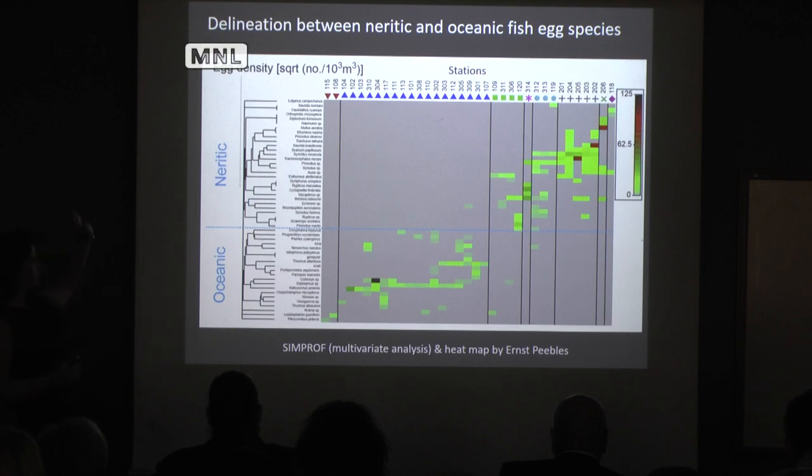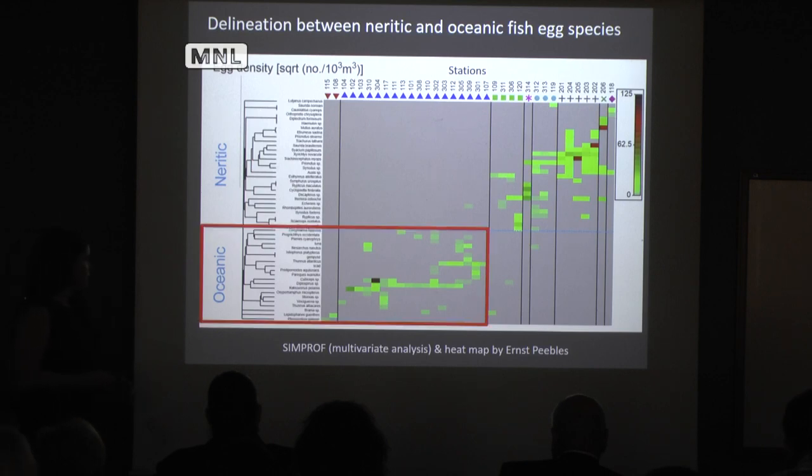And so you can see that there's red triangles, blue triangles, green squares. They're all different. And so these are the different groups or analyzed groups that are similar to each other for the different stations. And on the left side, you can see the top most important species or the most statistically important species. And so what I really want to show you here is that the oceanic species are grouping together.